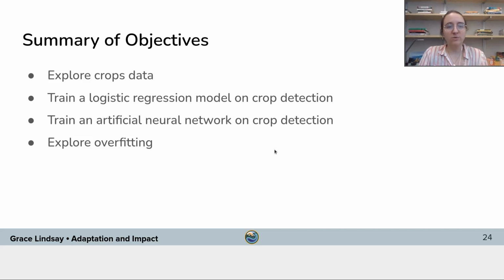Okay, so to summarize what you'll be doing, you're going to start by exploring this crops data set. Then you're going to train a logistic regression model to detect crops in the satellite data and evaluate that model on the metrics that we discussed. Then you're going to train a simple artificial neural network to try to also do that same crop detection, and you'll explore the concept of overfitting in that model.